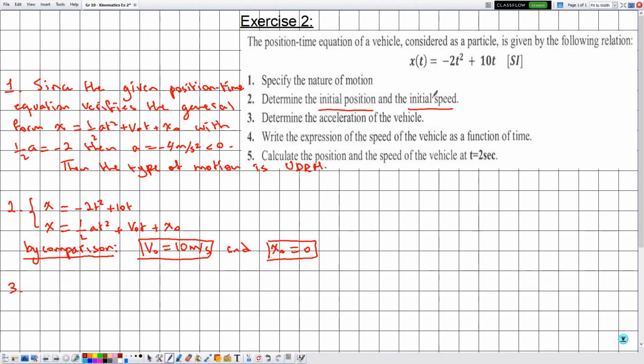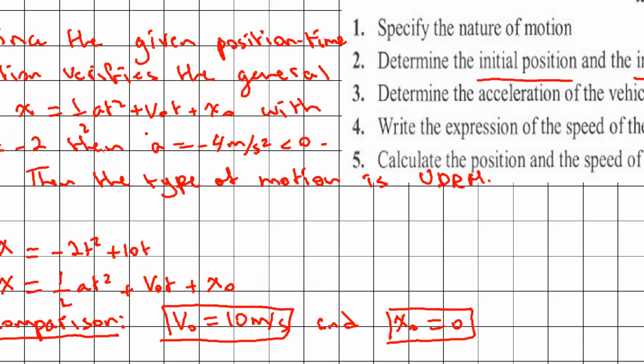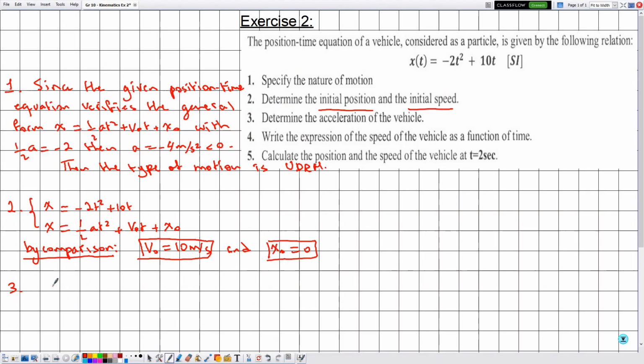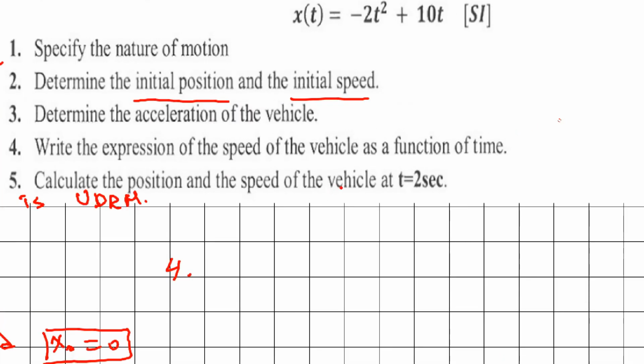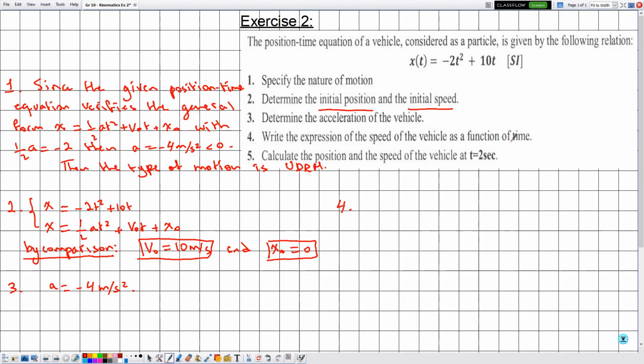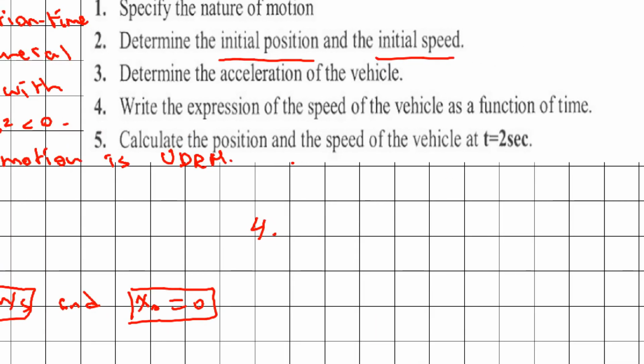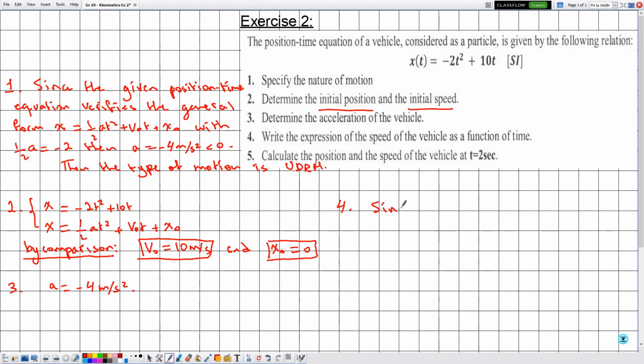Now in number 3, they are asking us to determine the acceleration of the vehicle. Notice that in part 1 we have determined the acceleration, which is given by a is equal to minus 4 meters per second square. Now as for part 4, write the expression of the speed of the vehicle as a function of time. This can be done by referring to the nature of motion. Here the nature of motion is UDRM, which is a special case of UVRM, and in the case of UVRM, the expression of the speed is given by v is equal to at plus v0.